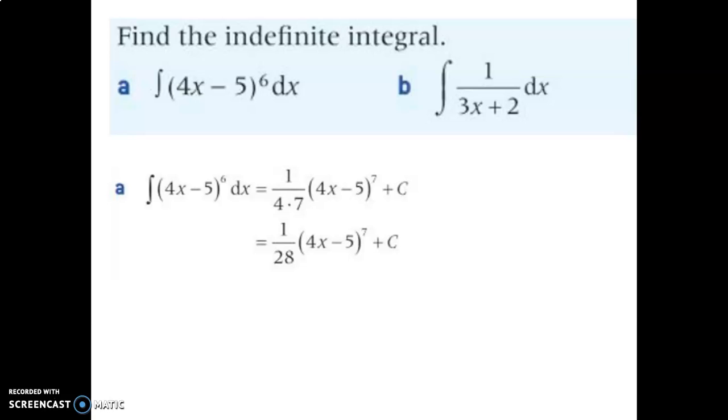Okay, check your work for A. Again, we raise this by 1, multiply by 1/7. Since we have the linear portion, we also have to multiply by 1/4, which we have here combined. Try B.